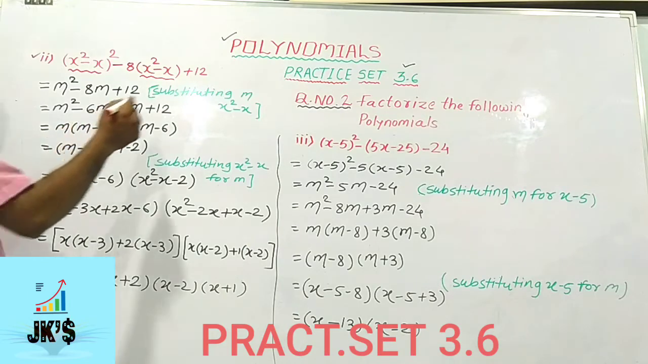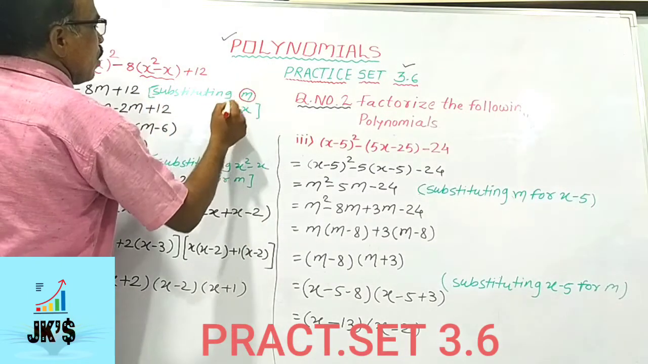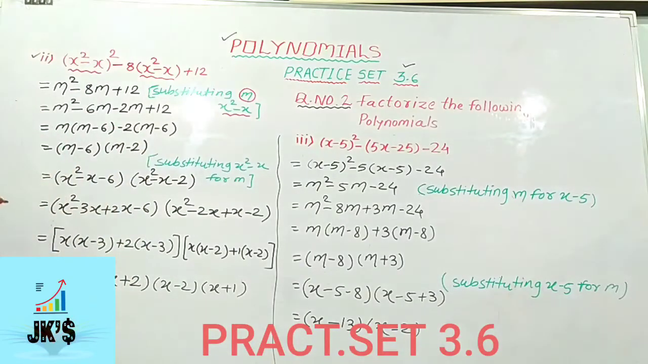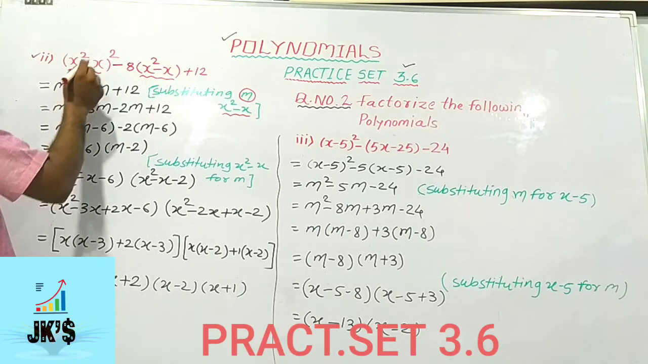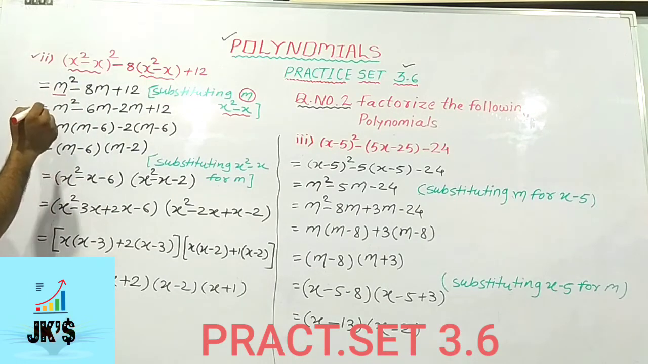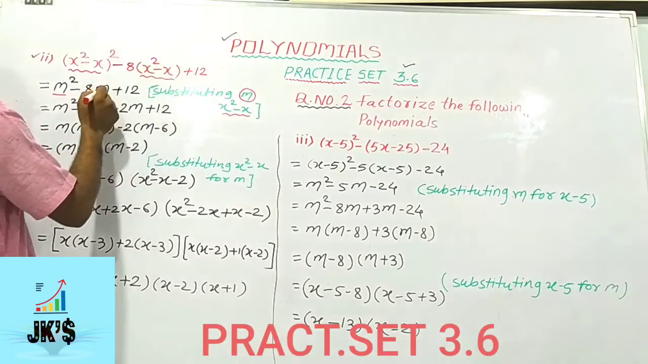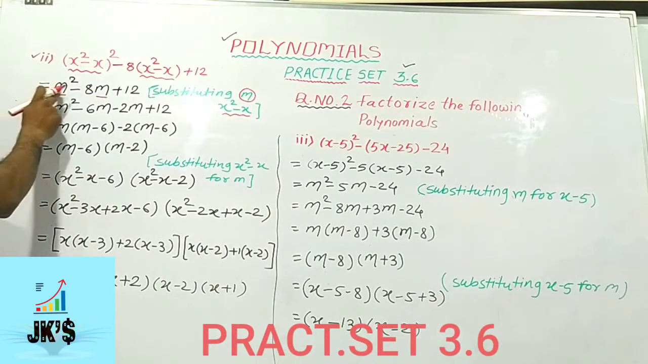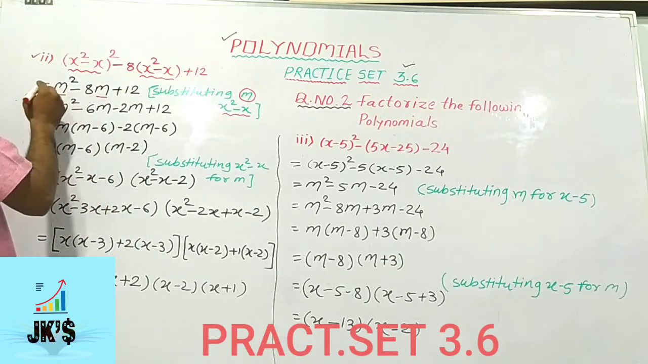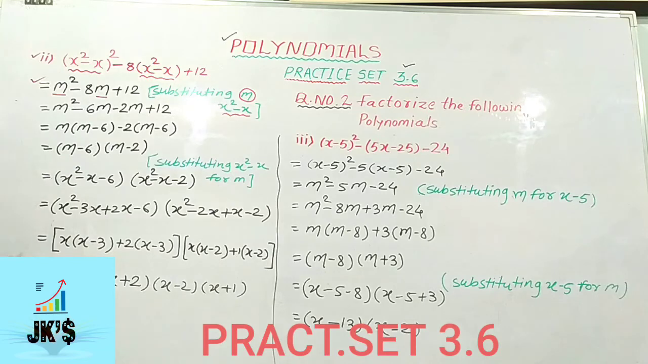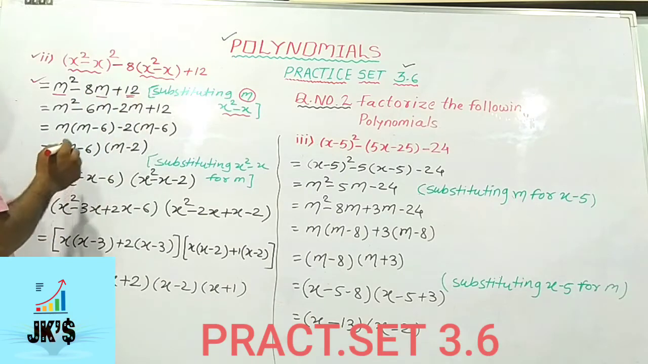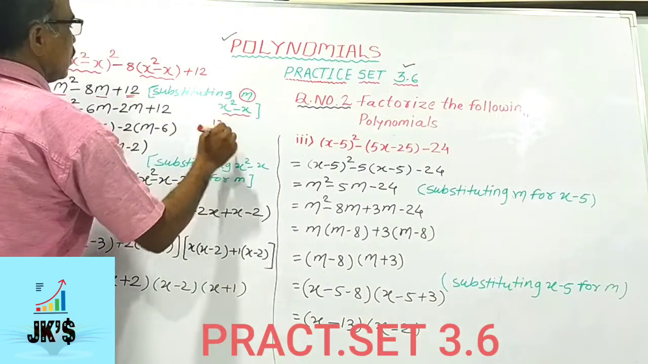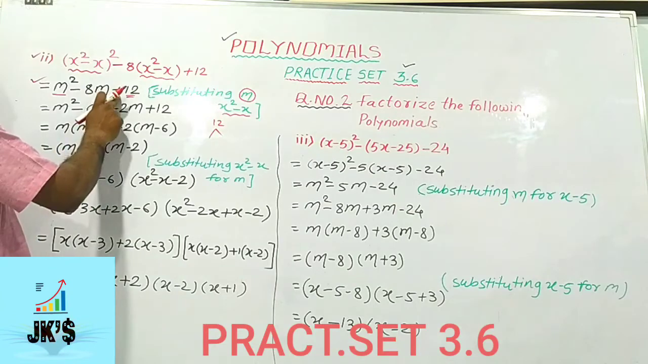So we substitute m for x² − x. When we substitute m for x² − x, the square of (x² − x) becomes m², and x² − x becomes m. It becomes m² − 8m + 12. This is a quadratic trinomial. So we factorize this 12 such that the sum is 8.